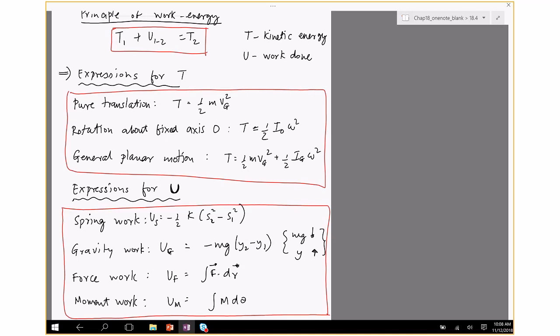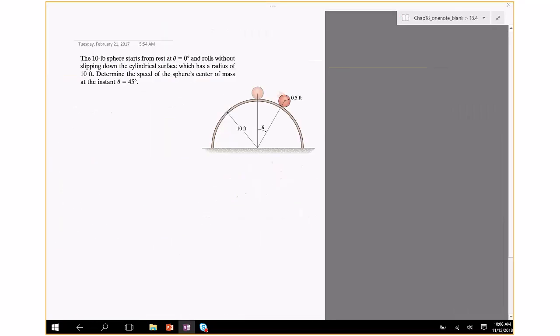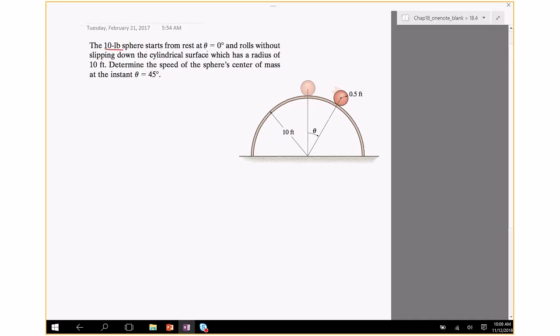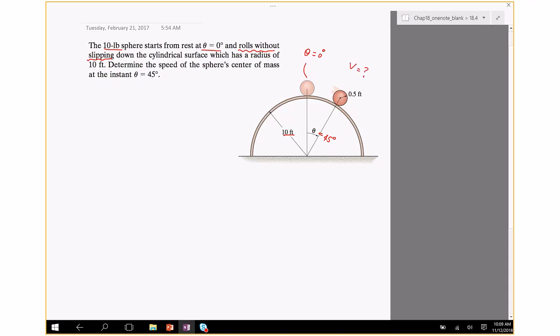So here is the first problem. The 10-pound sphere starts from rest at theta equals 0 degrees and rolls without slipping down a cylindrical surface which has a radius of 10 feet. Determine the speed of the sphere's center of mass at the instant theta is 45 degrees. So we need to find the speed of the sphere. By that I'm assuming it's going to be the linear speed.